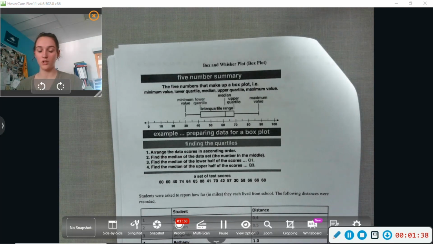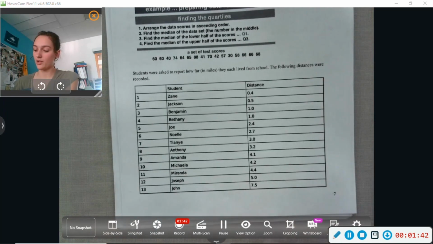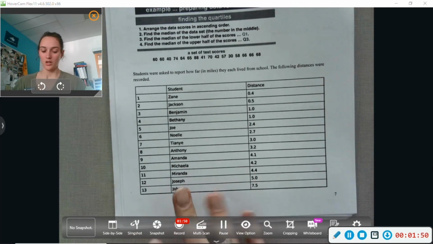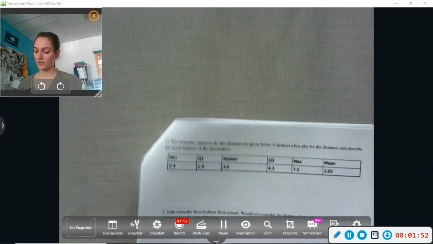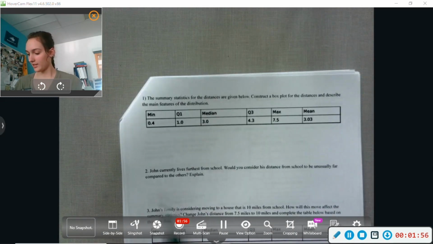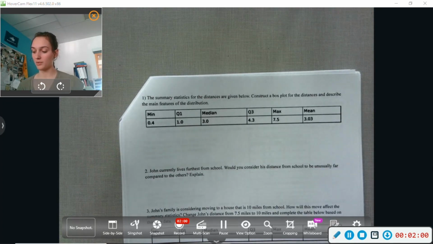So we can look here at this set of data. Students were asked to report how far in miles they each lived from school. The following distances were recorded, so we can look at this table. If we look at the next page, we have some questions. They are nice, they're going to give us all of the information. They want us to construct a box plot for the distances and then describe the main features of the distribution.